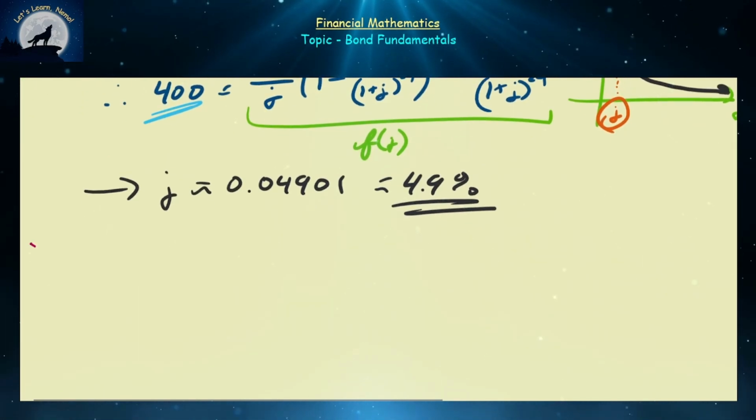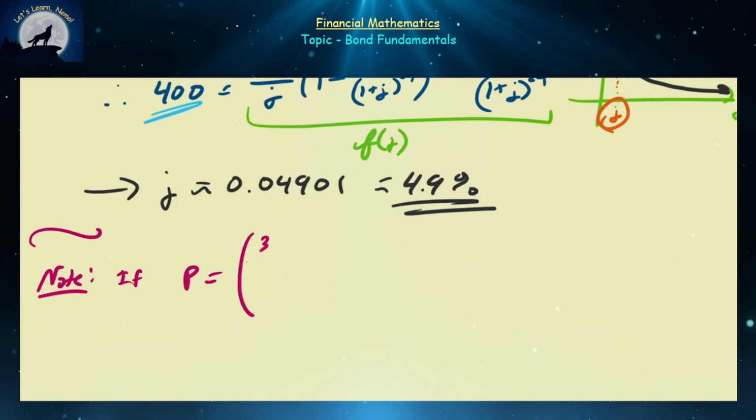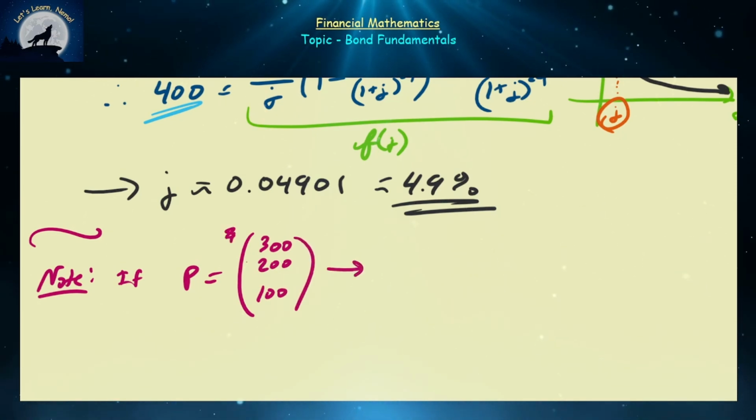Now I just want to give you a couple of other prices. Let's assume that we buy this loan at, for example, instead of 400, maybe we buy it for 300, cheaper, 200, even cheaper, and 100, even cheaper than that. Then solving those three equations, what do you think will happen to the yield rate? Well, obviously it should go up.